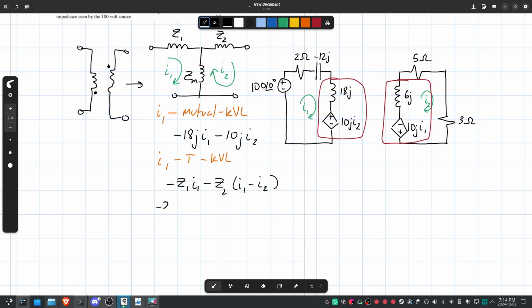Let's expand that out. We're going to get impedance 1 plus impedance 2. Sorry. Minus impedance. Is that how it is? Let's just take one step at a time.